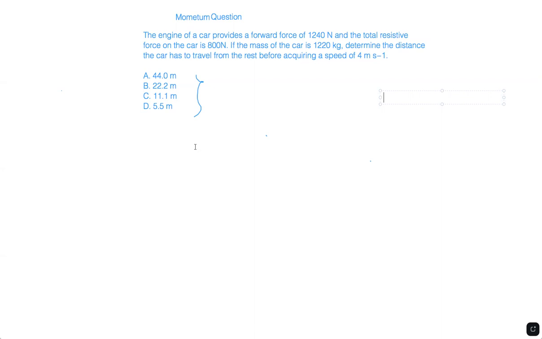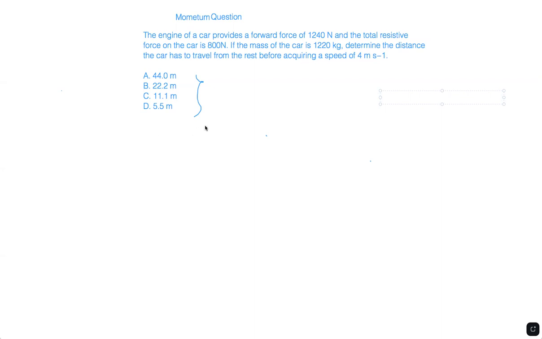So if the mass of the car happens to be 1,220, determine the distance the car has to travel from rest before acquiring a speed of 4 meters per second. So that's the question, and let's see how to go about it.